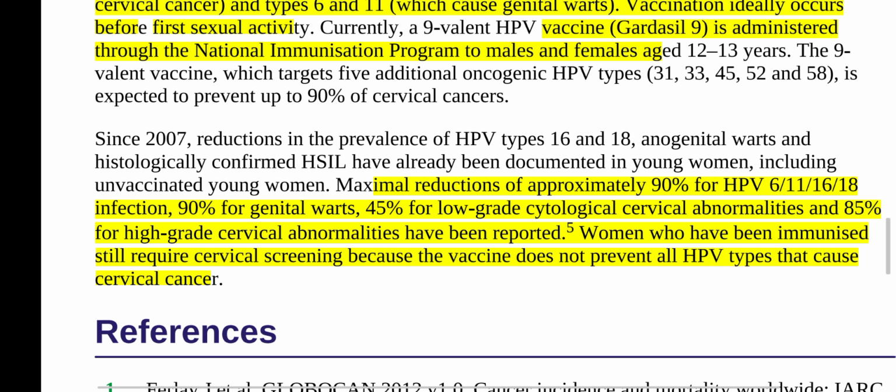They have also seen a maximal reduction of approximately 90% for HPV 6, 11, 16 and 18 infection, 90% for genital warts, 45% for low grade cytological cervical abnormality, and 85% for high grade. Women who have been immunized still require cervical screening because the vaccine does not prevent all HPV types that cause cervical cancer. Thank you very much. We have finished this chapter, cervical screening.